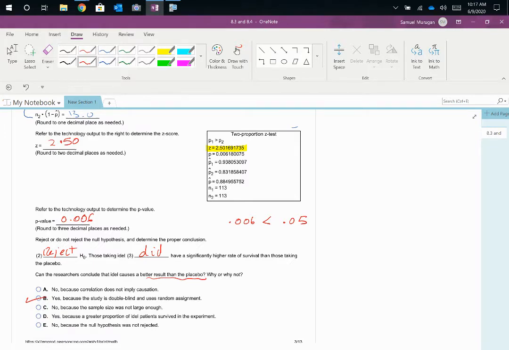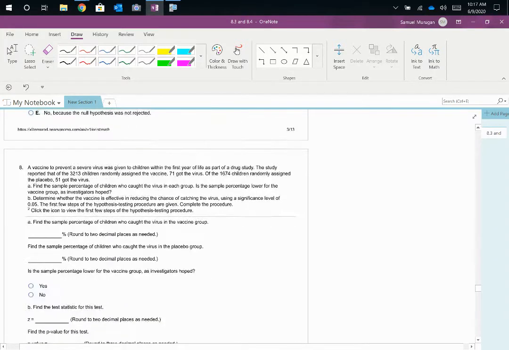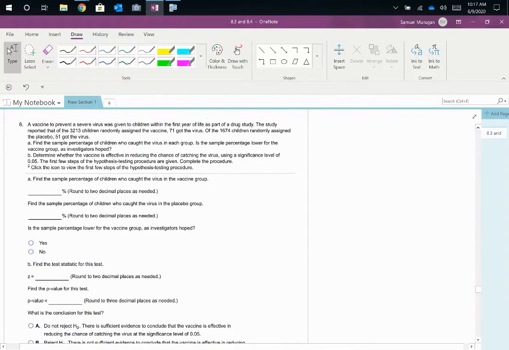All right, now we're getting into where we actually have to put numbers into the StatCrunch program or the calculator. As usual, I'm going to show you how to do this, the StatCrunch and the calculator, and then going forward, you can pick your method.